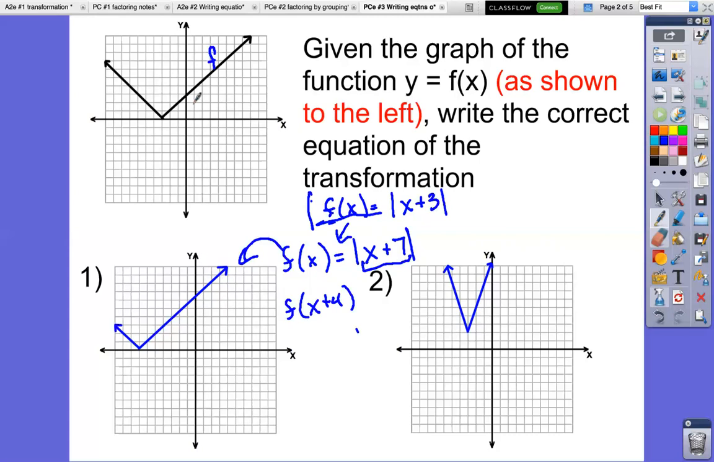Okay. Now, taking it to the next level would be looking at it a little more generically and saying, well, if this is my f function, what did I do to go from here to here? Well, I know that my x has moved left 4. So that's how I account for that. Okay.